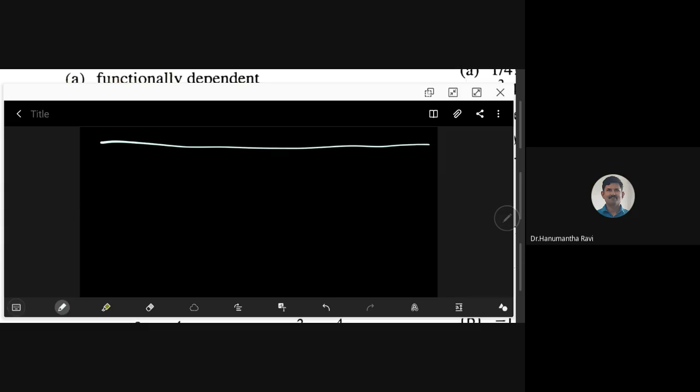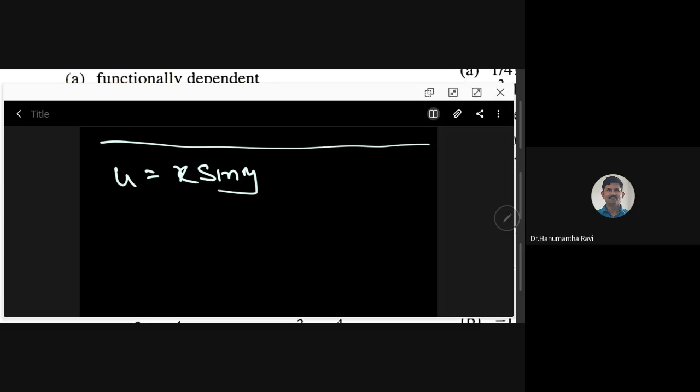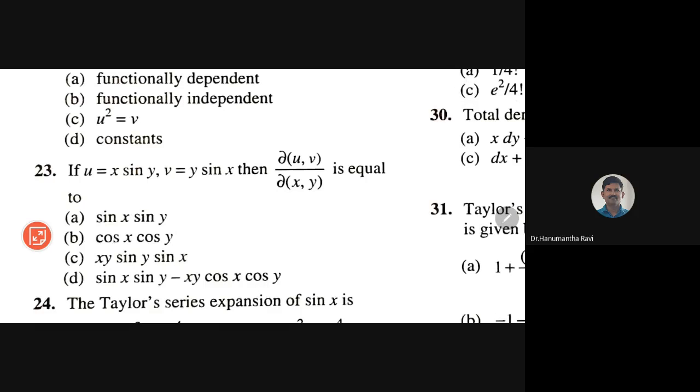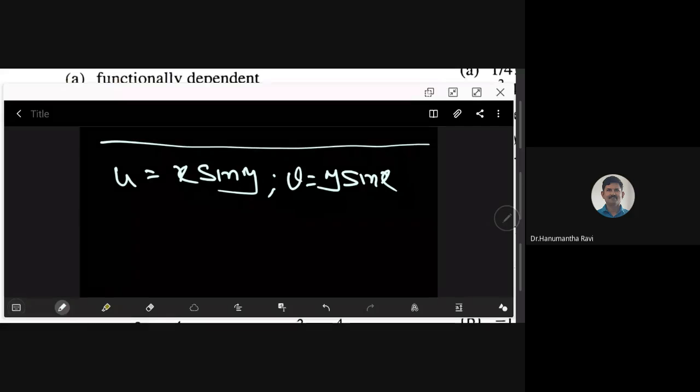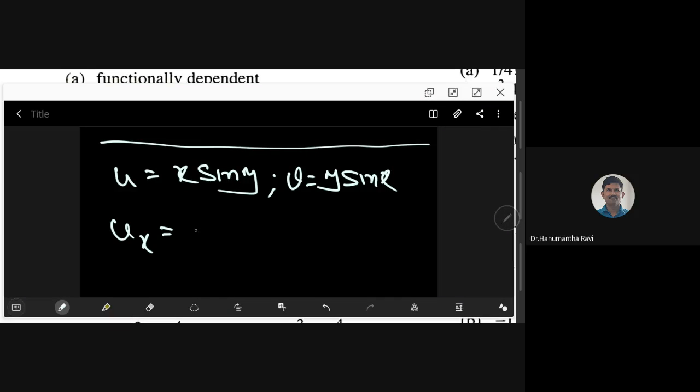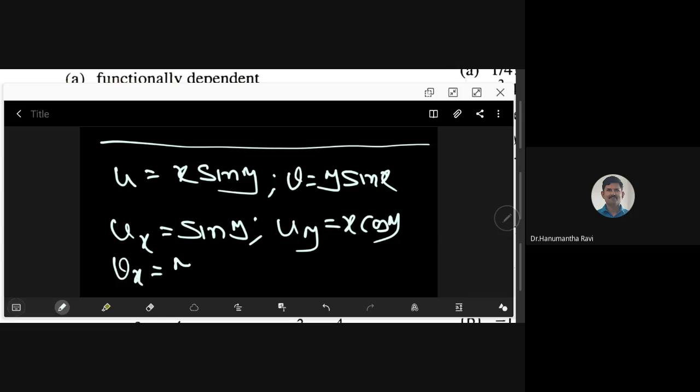u is x sin y. v is y sin x. So here I want what is ux. ux is sin y. What is uy? x cos y. What is vx? y cos x. What is vy? sin x.